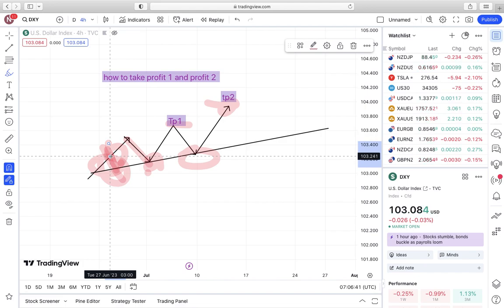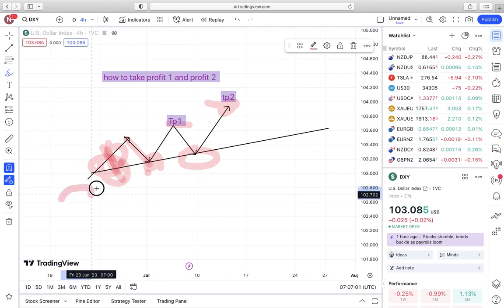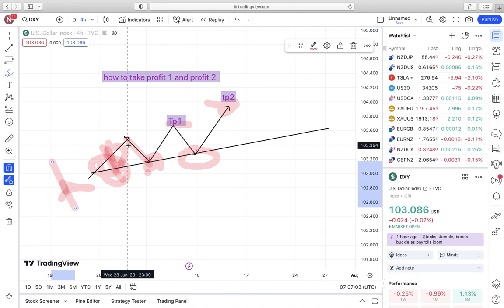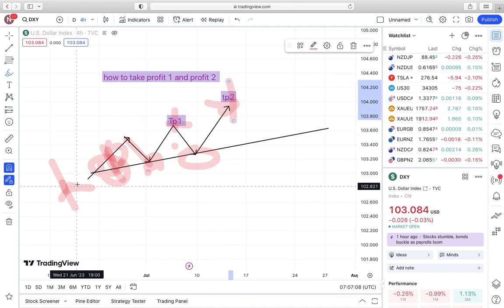In MT4 or MT5, you can only put take profit 1, then later you close it and put take profit 2. But this video will help you on how you can enter take profit 1 and take profit 2. First thing you have to know, when you have entered this market, your stop loss will be below this zone. TP1 will be here and TP2 will be here. Now this is what you do.